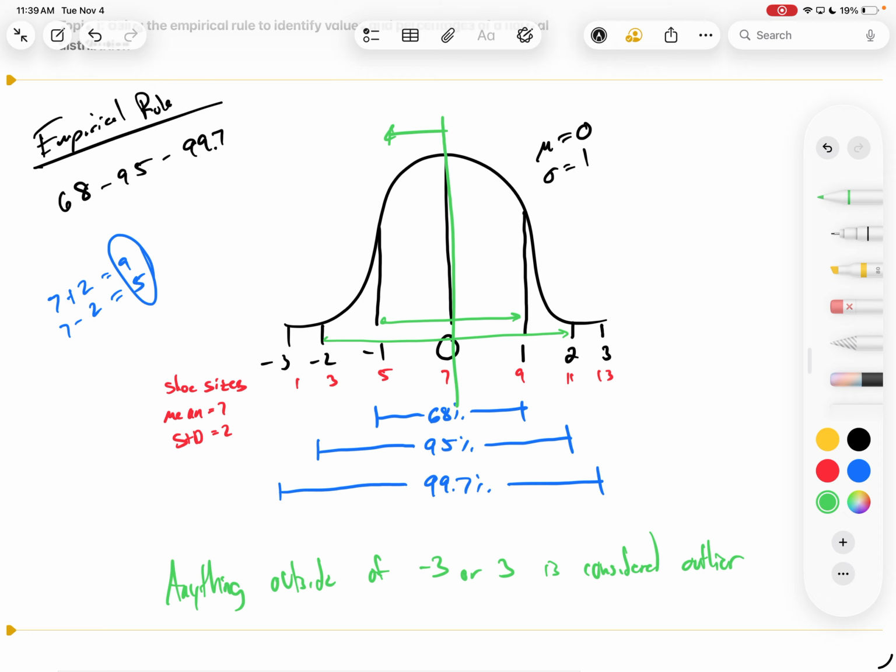50. It cuts it in half. The mean is in the middle, so it cuts it in half. So there's 50% to the left, 50% to the right. What if I wanted to figure out how much is in here? In between like -2 and -1.